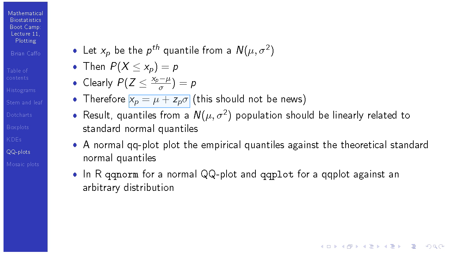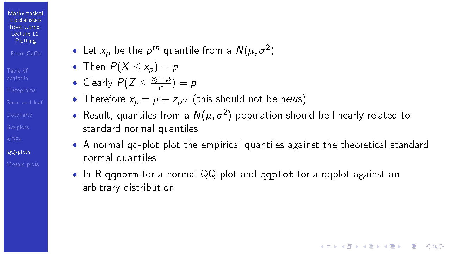So then you can go back and forth between them: the x quantile, x_p, is mu plus the z quantile, z_p, times sigma. So again, this should not be news to you, that you can convert between non-standard quantiles and standard quantiles by either standardizing the non-standard quantiles or by doing mu plus sigma times the standard quantiles.